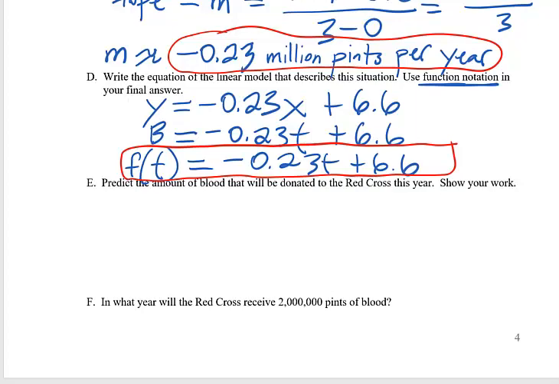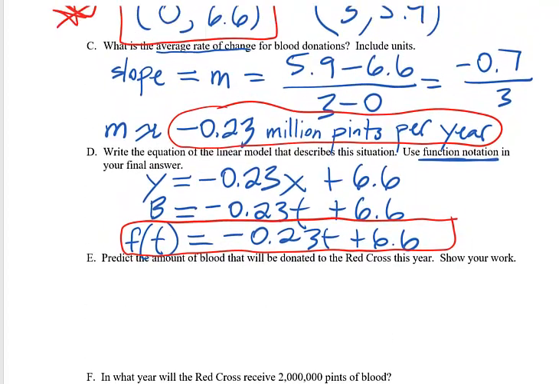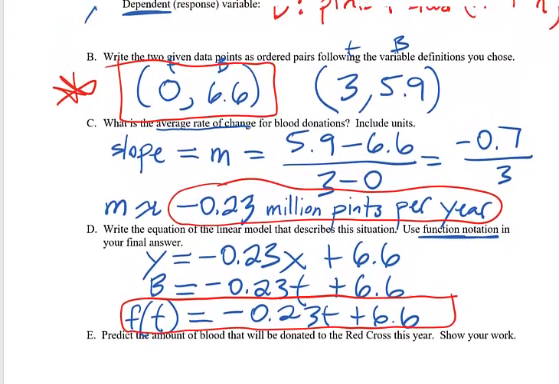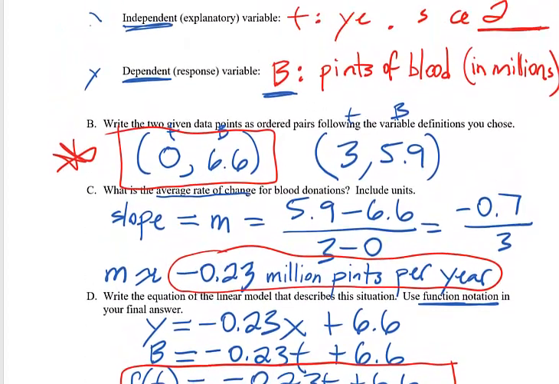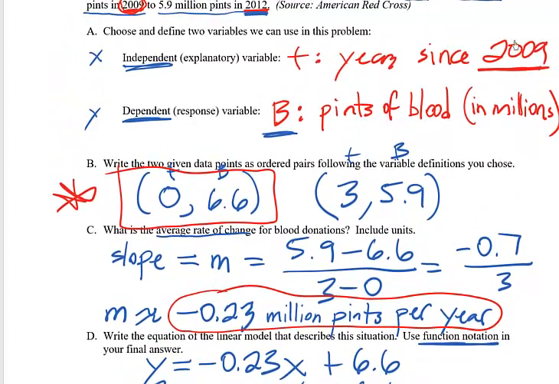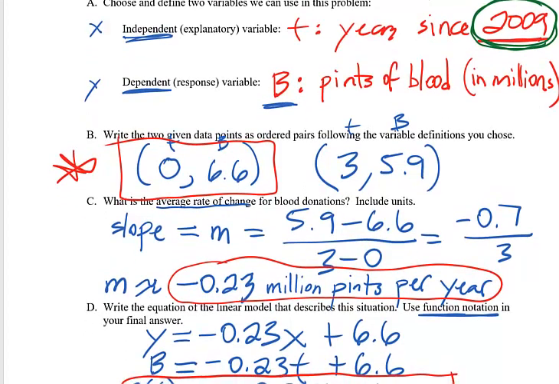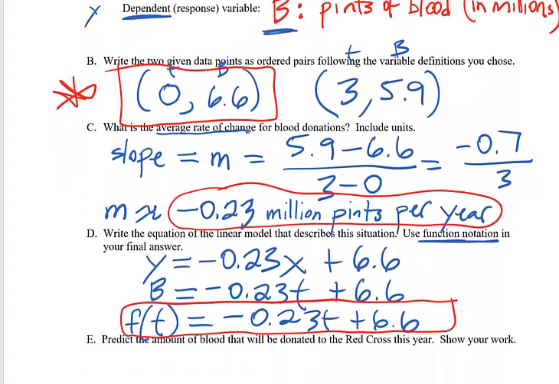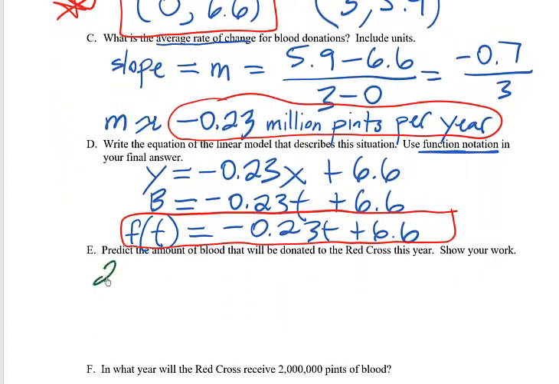Well, it's all about those variable definitions. Let's see. So I go back up and I say, what were my variables again? What's the year information? Oh, yeah. T stands for years since 2009. So if I want to say something about 2020, I have to figure out how many years it's been since 2009. Just subtract, and you find that it's been 11 years. So 2020 minus 2009, our starting year, comes out to be 11.